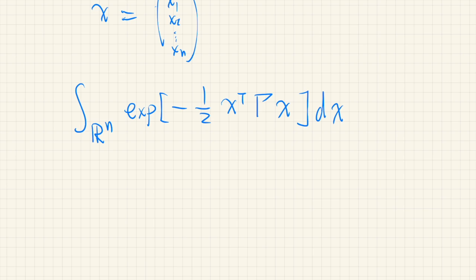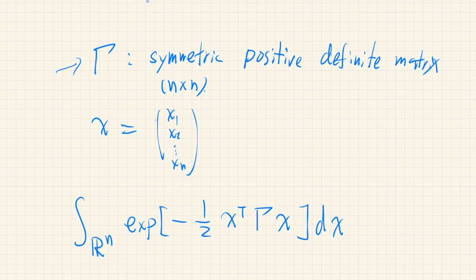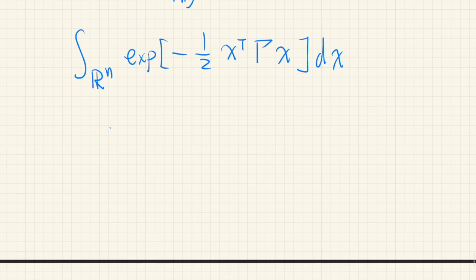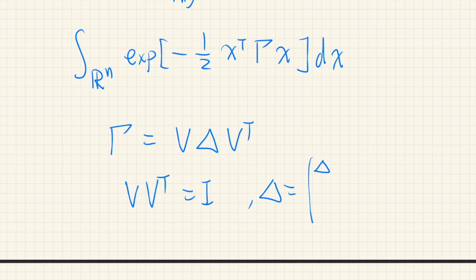So this is an n-dimensional multiple integral. I actually have another video showing how to calculate this integral, but we do it anyway here. It's a repetition, but let's do it for the sake of completeness. Since we are assuming this gamma is symmetric and positive definite, we can apply eigenvalue decomposition. So this can be diagonalized by an orthogonal matrix V, and we have a diagonal matrix, let's say delta, and V transpose. V is an orthogonal matrix, and delta is a diagonal matrix with entries delta 1, delta 2, up to delta n, and all of these eigenvalues are positive.